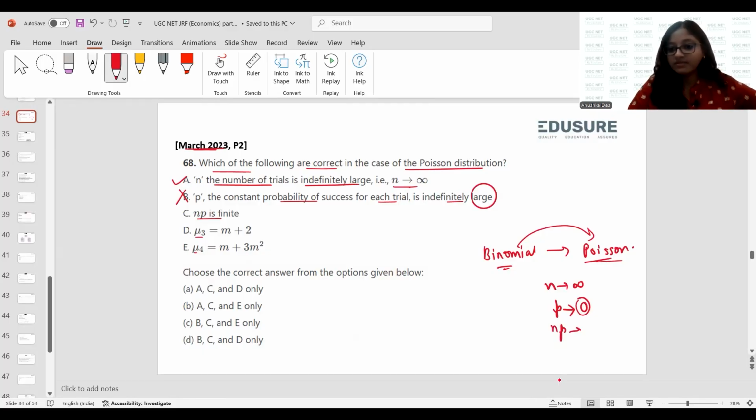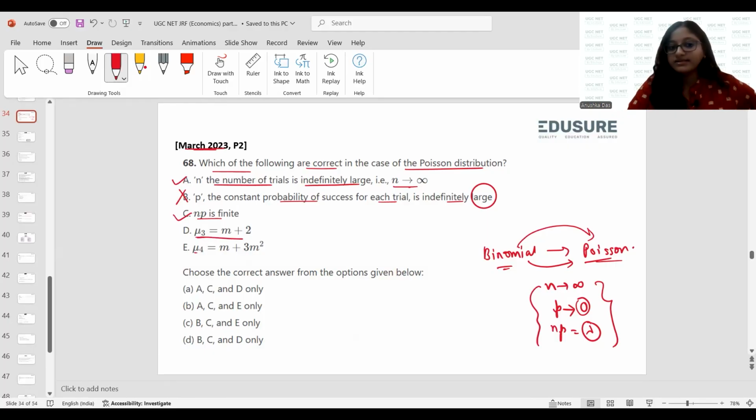The third thing is that NP has to be finite. NP has to be a finite quantity, which is lambda. NP is the mean of the binomial, and lambda is the mean of the Poisson. So these three criteria have to be met. If they are met, then we can say that the Poisson distribution is a limiting case of the binomial distribution. So A and C are right.